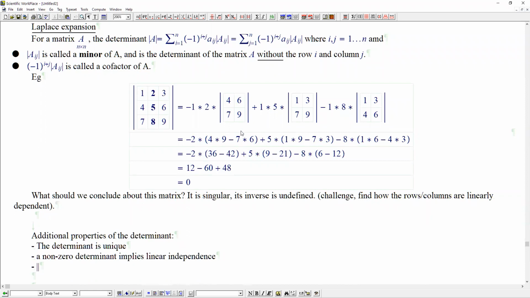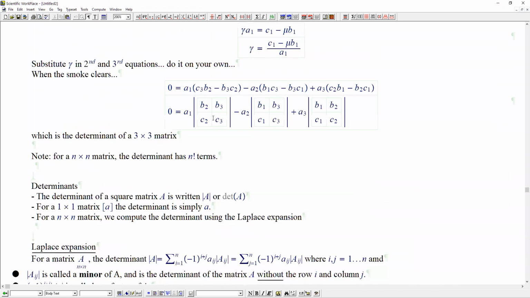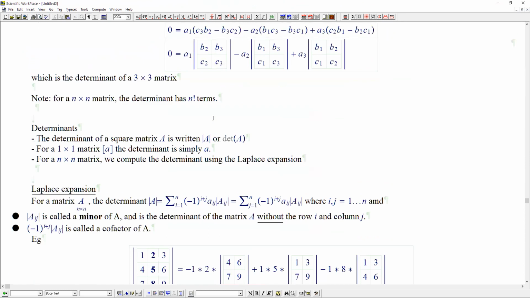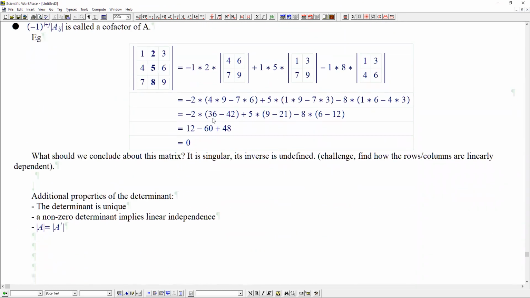The determinant of A equals the determinant of A prime, or A transpose. I already gave you all these properties for 2 by 2, but they are also true for n by n. So if two rows or columns are interchanged, the sign changes.